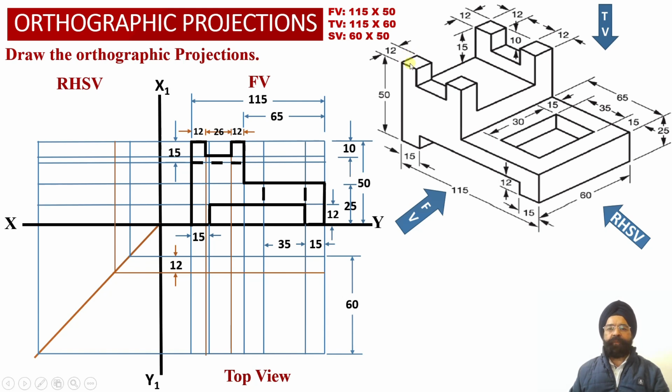Similarly, towards the front face of the solid, again there is a vertical web having a depth equal to 12 millimeter. So again we have marked the depth equal to 12 millimeter from the front face of the solid, and we have obtained a horizontal projector line at a distance of 12 millimeter from the front face into the top view projection, and this horizontal projector line has been appropriately transferred into the right hand side view projections over here.